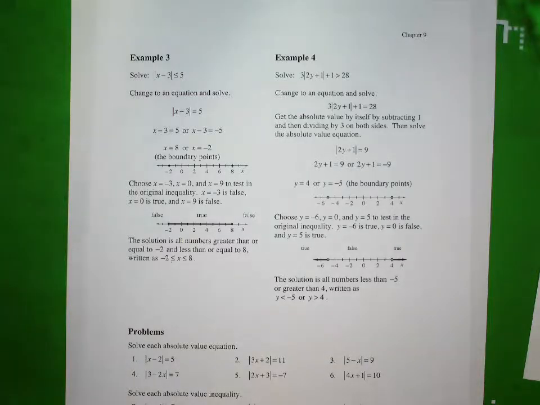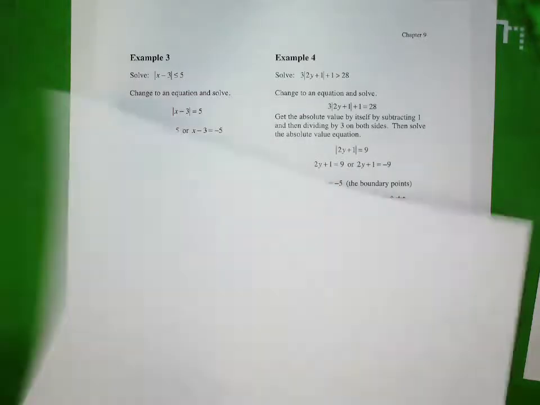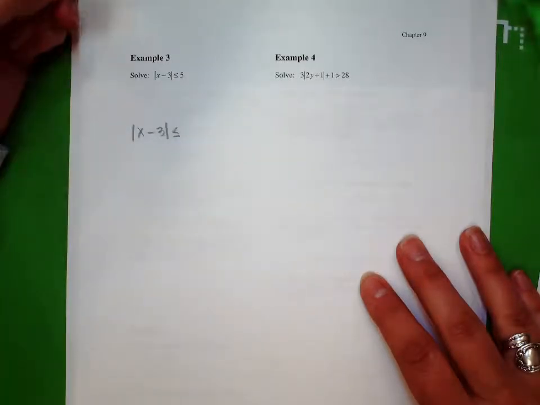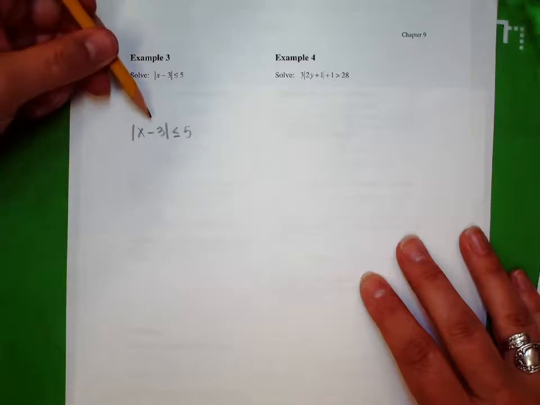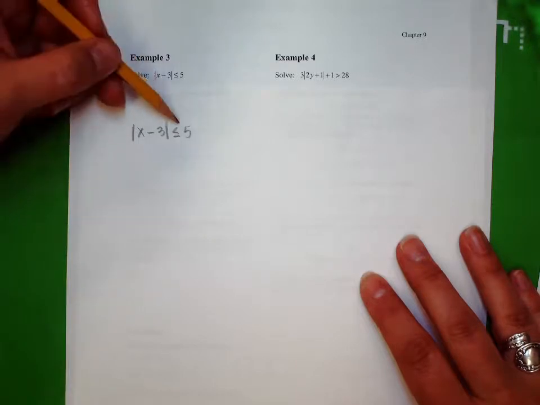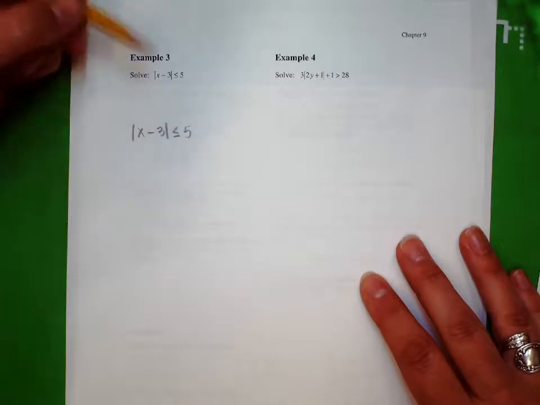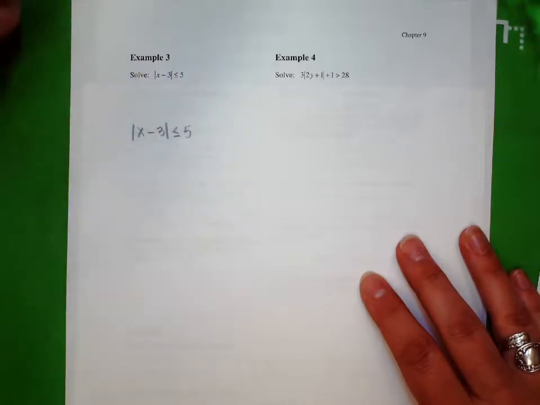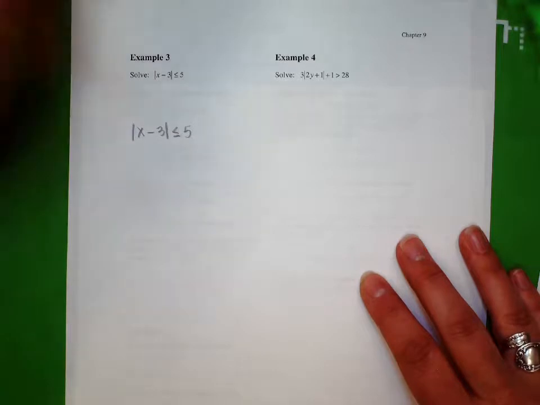Alright, so we are looking at example 3 and example 4. In example 3, you're asked to solve the absolute value of x minus 3 is less than or equal to 5. So this is going to be the same thing where we have two cases, but notice we have a less than or equal to symbol.